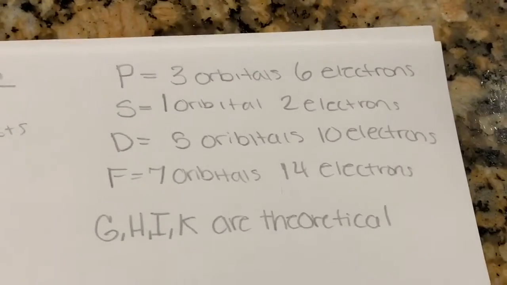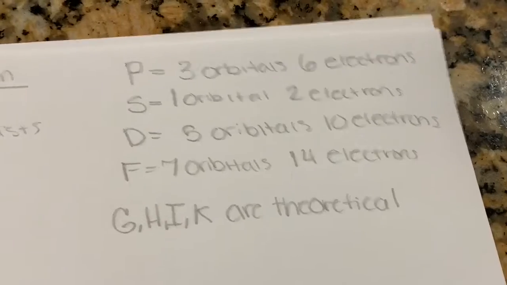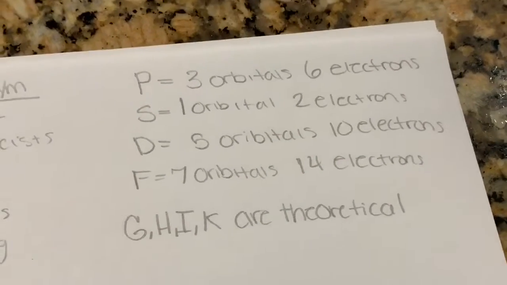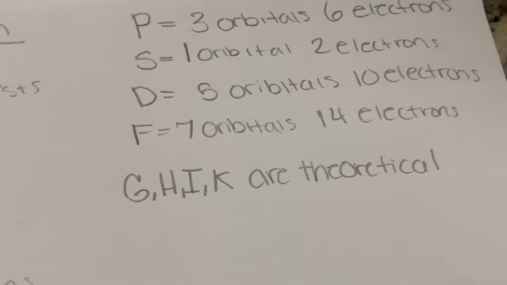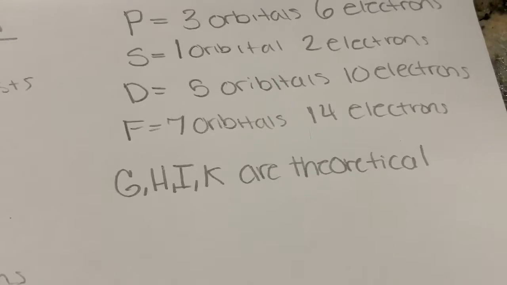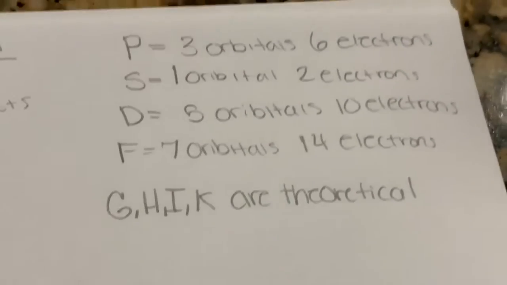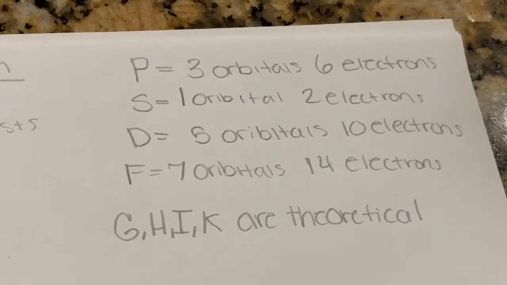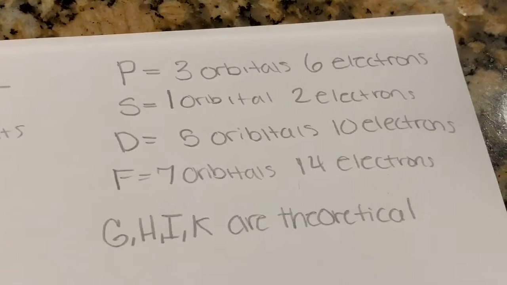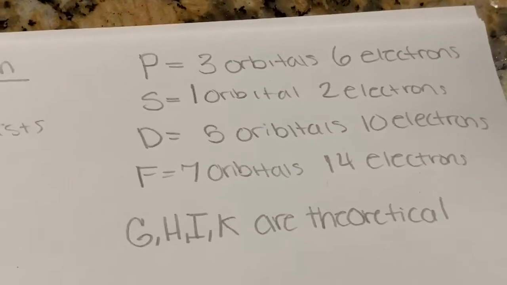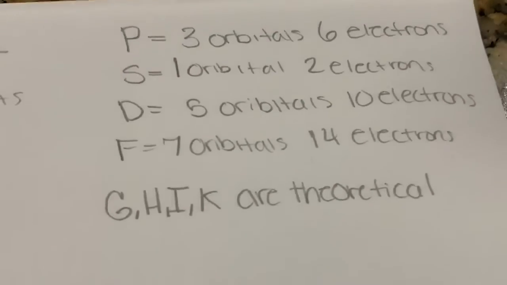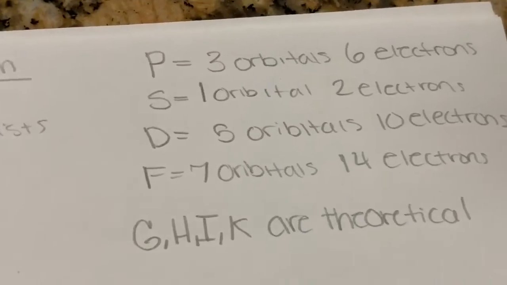I wrote this information down over here, and we actually have more letters in electron configuration. G, H, I, and K are theoretical, so they're not as precise as S, P, D, and F. So you could say you have 9 orbitals for G, but then 18 electrons, but that's all assumptions depending on the problem that you'll be working out.